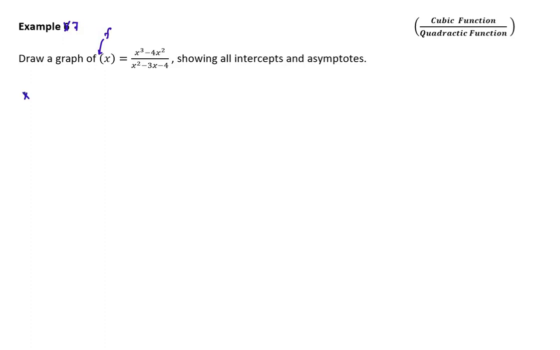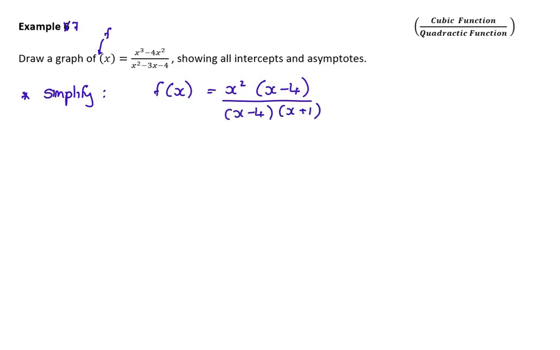So the first thing I always ask myself in any function, can you factorize and simplify? In this particular question, if I factorize the top, I take out a common x squared, which leaves me with x minus 4. And if I factorize the bottom, I get x minus 4, x plus 1. Now that means that your x minus 4s are going to cancel. And the moment I do that and simplify to x squared over x plus 1, I notice I'm actually drawing a quadratic over a linear, except x cannot equal 4.